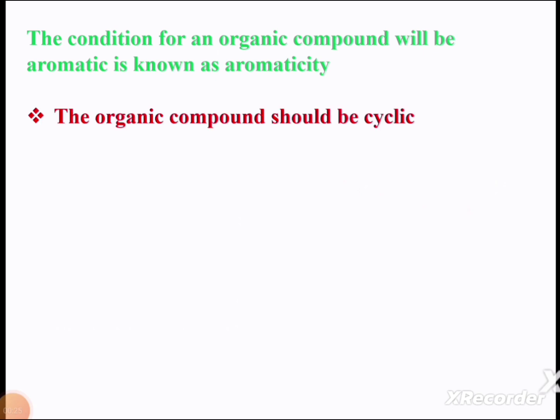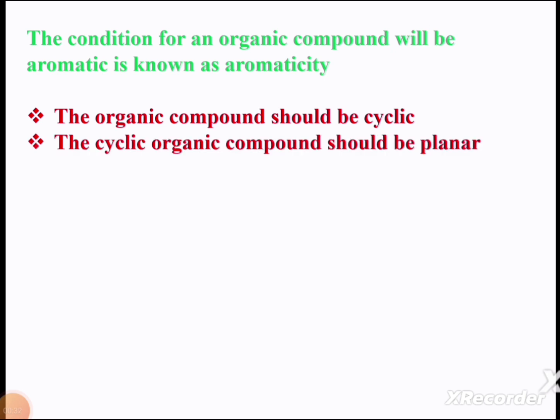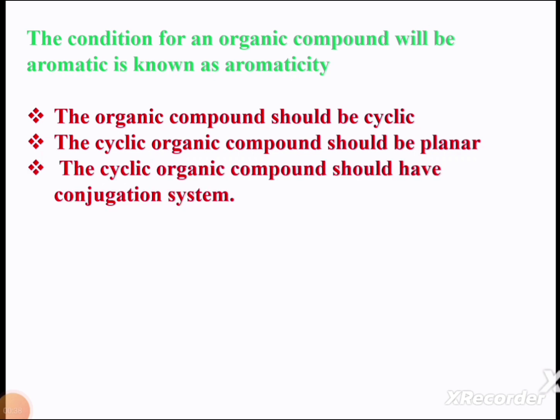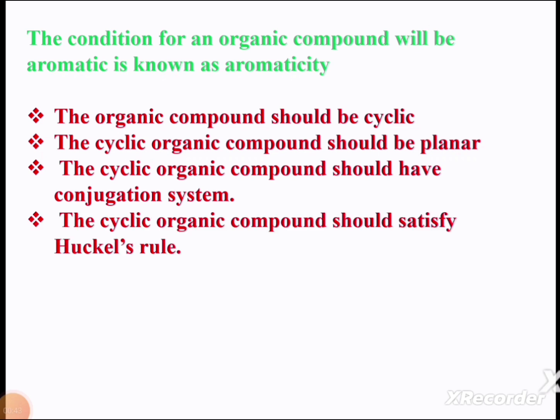First condition, the organic compound should be cyclic in nature. The second condition is that the cyclic organic compound should be planar in nature. Third condition, the cyclic organic compound should have a conjugation system. And the fourth one, the cyclic organic compound should satisfy Huckel's rule, that is 4n plus 2 pi electrons. It should contain 4n plus 2 pi electrons, where n is equal to 0, 1, 2, 3, 4 etc.